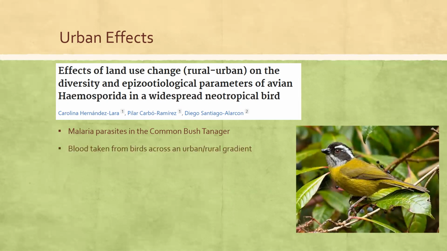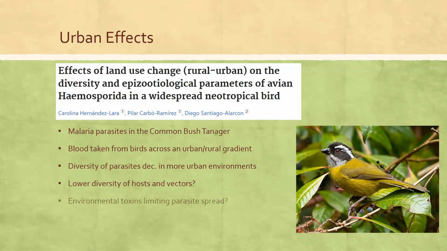This team took blood from these birds across an urban-rural gradient, and they then took that in the lab to test for genetic diversity of these malaria parasites, and they found that the diversity of these parasites decreased in more urban environments. So there were fewer species of parasites in the more urban environments. It is proposed that this could be due to a lower diversity of hosts and vectors, or because of environmental toxins in the urban environment sort of limiting the spread of the parasites.